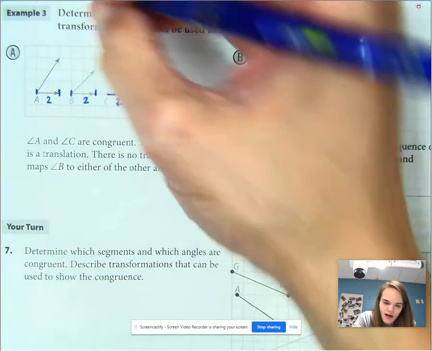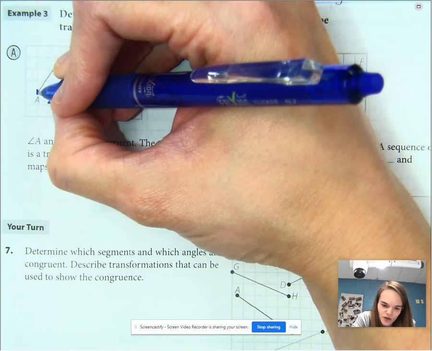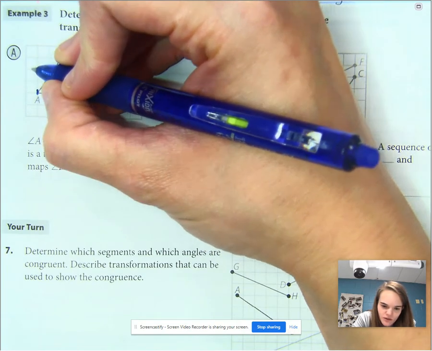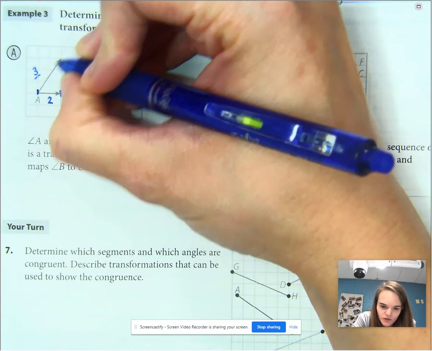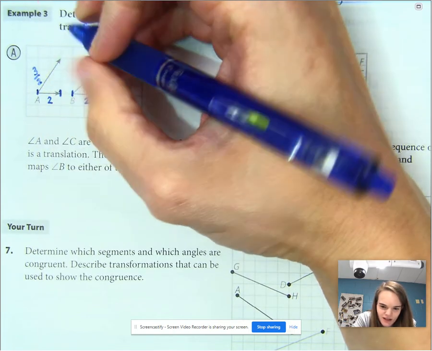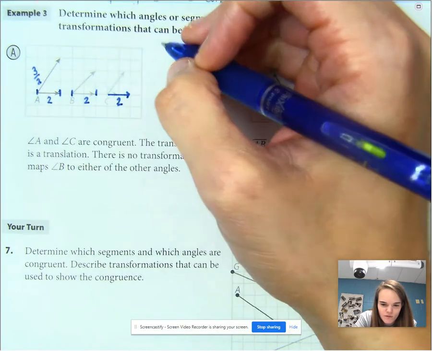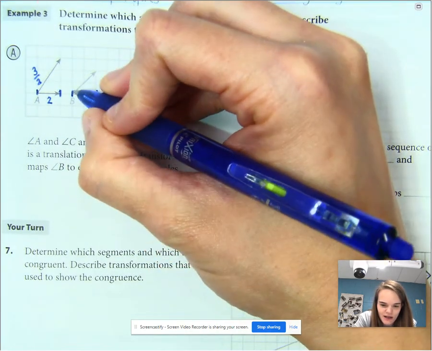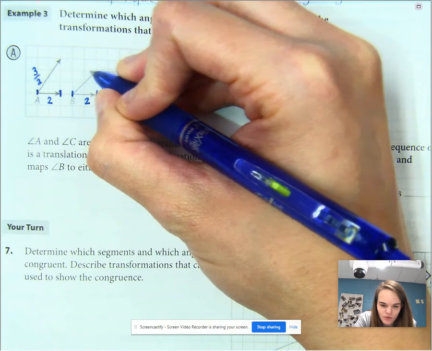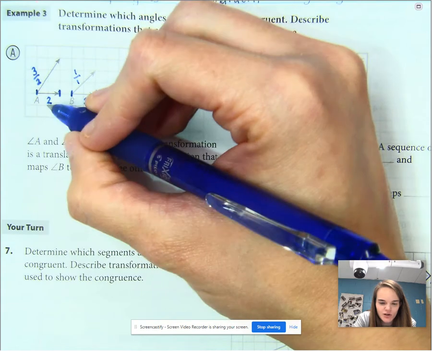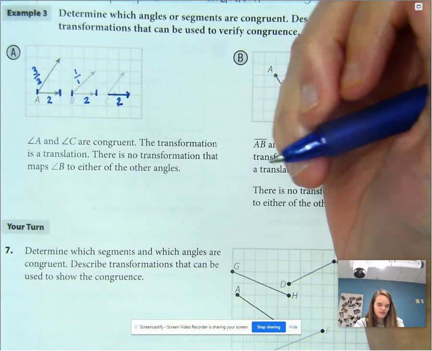Okay. I got 2. Now this, we're going to count slope. This goes up 1, 2, 3, and over 2. So I've got a length of 2 and a slope of 3 over 2. Okay. I got a length of 2, but I got a slope of up 1, over 1, up 1, over 1. I got a slope of 1 over 1. B is not congruent to A because the slopes are not the same.